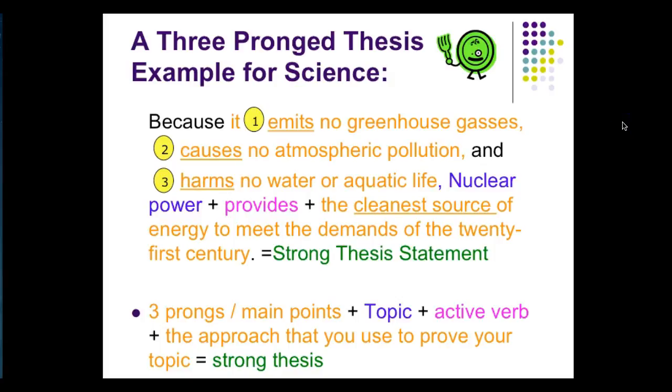For science, you would say, because it emits no greenhouse gases, causes no atmospheric pollution, and harms no water or aquatic life, nuclear power provides the cleanest source of energy to meet the demands of the 21st century. Same principle. Three prongs are at the beginning of the sentence, then the topic, then the active verb, and the approach that you use to prove your point.